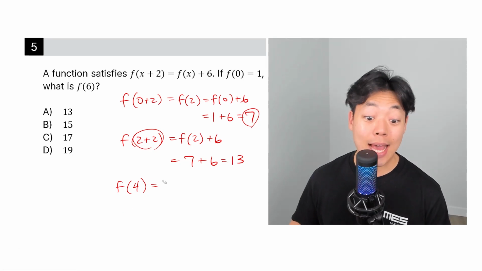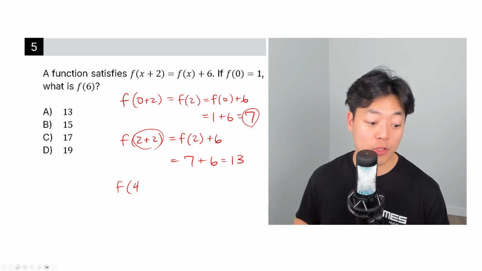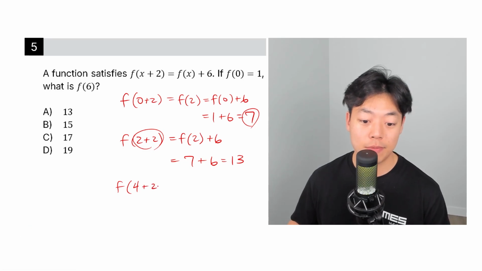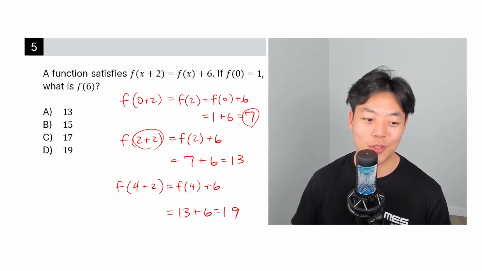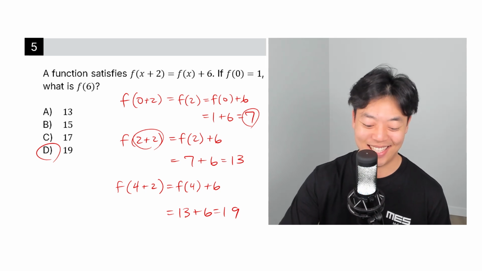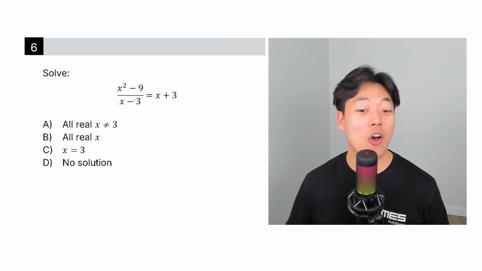But here I'm going to add a 2 to the 4 in order to plug into my f of x plus 2. Will equal f of 4 plus 6. That'll be 13 plus 6, which is equal to 19. How neat.